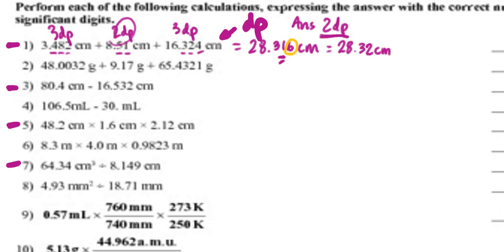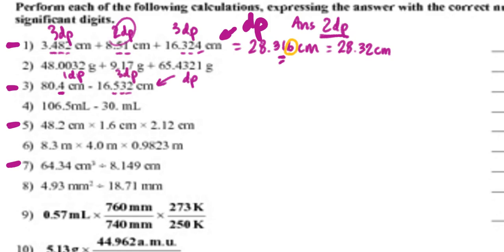Okay, let's try number 3. 80.4, so again, now we're subtracting 16.532 centimeters from the 80.4 centimeters. So once again, this is a subtraction problem, and once again, we're going to be tracking decimal places and not significant figures. Well, 80.4, that's 1 decimal place, okay? And then the other number, 16.532, that's 3 decimal places.